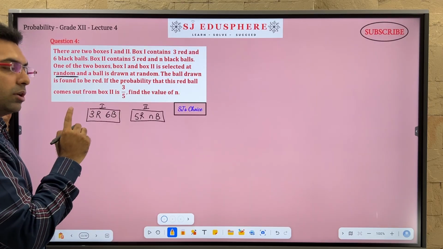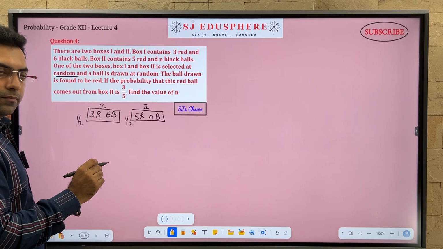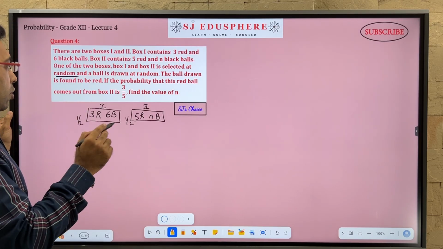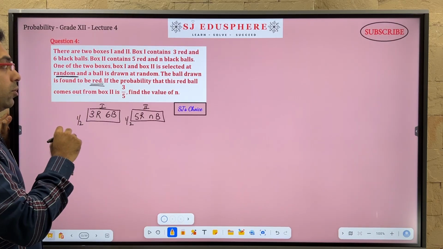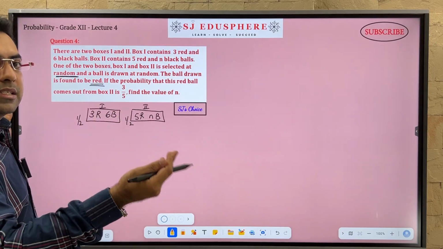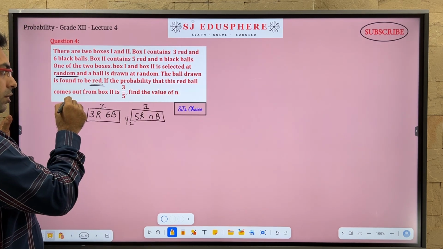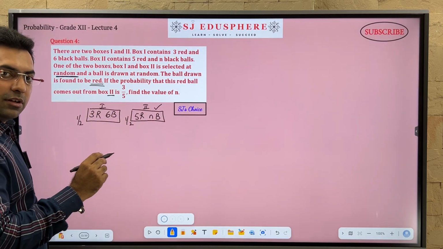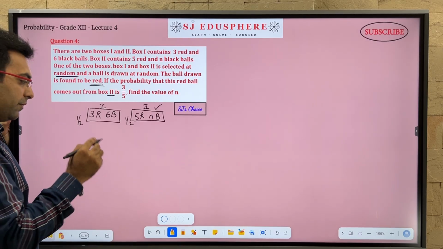Random means both the boxes have equal chance of getting selected, which is half. And a ball is drawn at random. The ball drawn is found to be red. I repeat, the ball drawn is found to be red. You already know it is red, means given that it is red. If the probability that this red ball comes out of box 2 is 3 by 5, find the value of n.